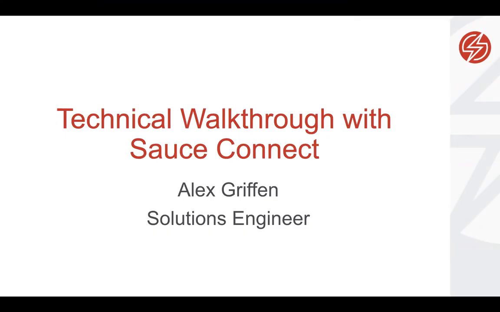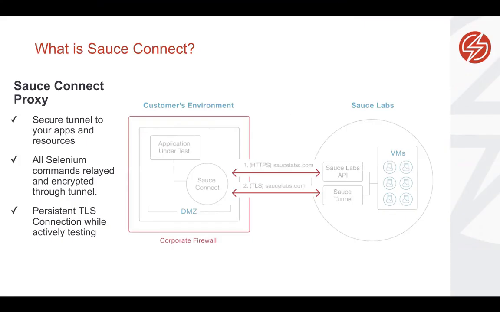Today, I'm going to take you through a technical overview of the tool Sauce Connect. Sauce Connect is a command line tool that you can use to create a TLS tunnel from your environment out to Sauce Labs. You do this when your application under test is accessing assets that aren't publicly facing. So this would be something like staging or a dev environment or even localhost.